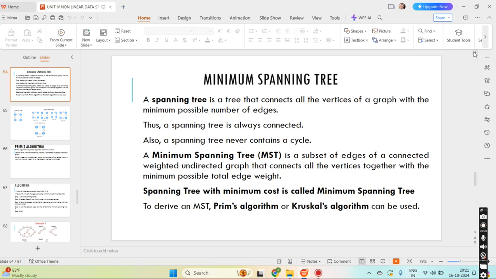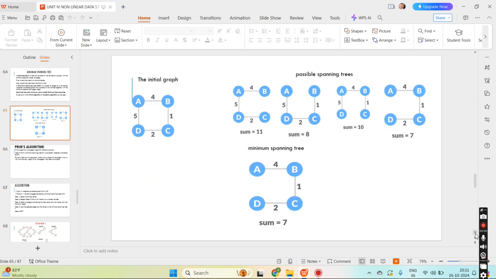Before we learn about the minimum spanning tree, we need to know what a spanning tree is and how it works. First of all, a spanning tree is a tree that connects all the vertices of a graph with the minimum possible number of edges. The second point is that a spanning tree is always connected, and the third point is that a spanning tree never contains a cycle. And this is an example of a graph.